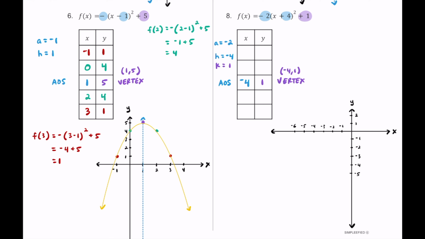All right, so starting off with our AOS, where we know that x is going to equal -4. That's going to be our AOS, or this vertical line right over here. And then for the vertex, it's going to be at -4, +1. So we can go ahead and plot that down as well. That's actually going to be right on the AOS over in quadrant 2. This whole parabola is going to be opening downwards just because a is -2.